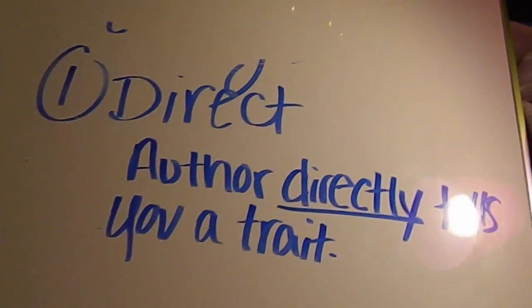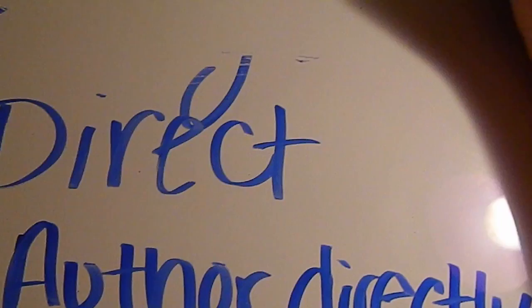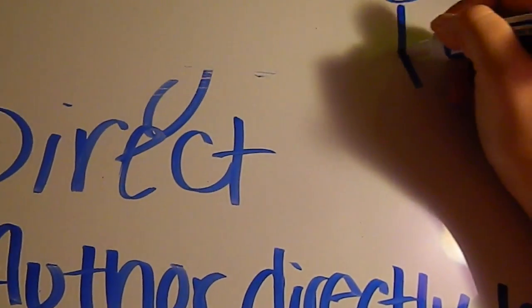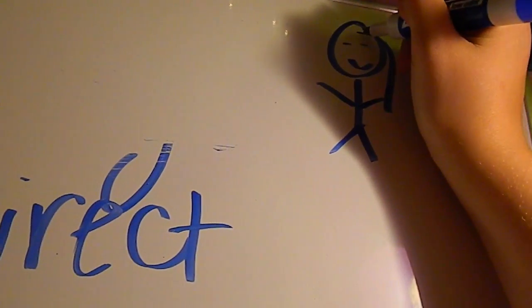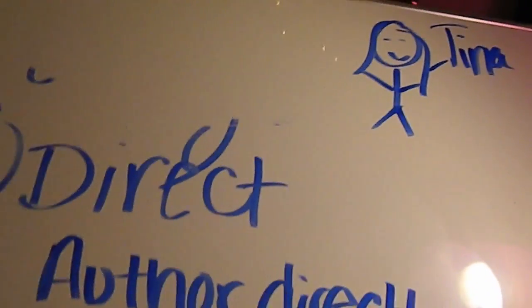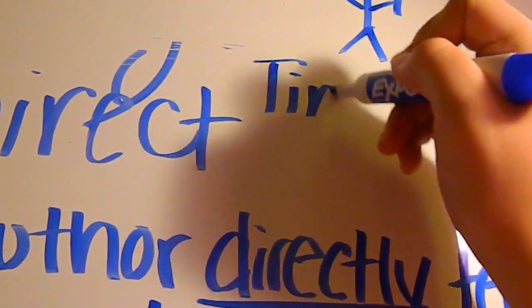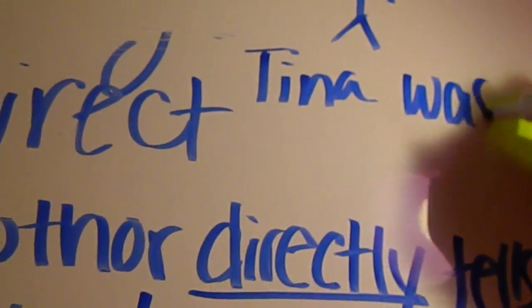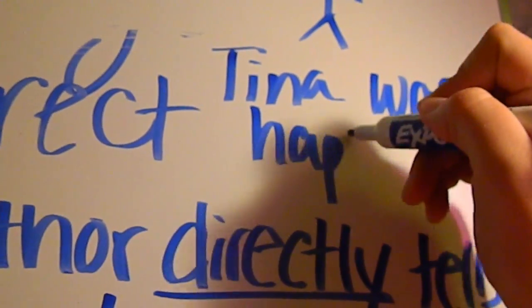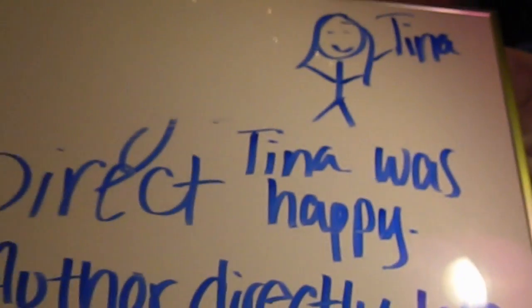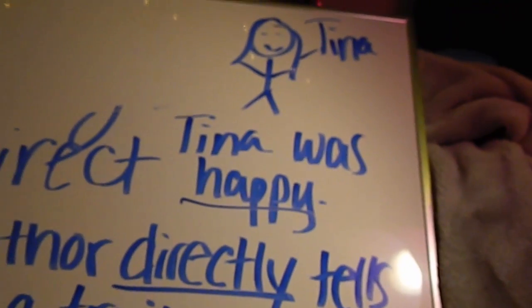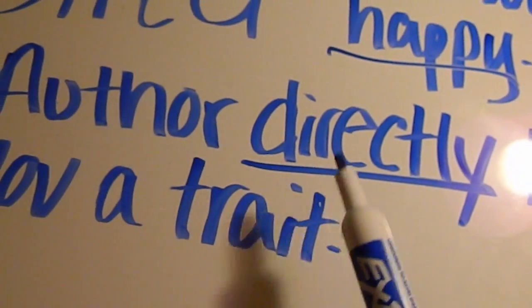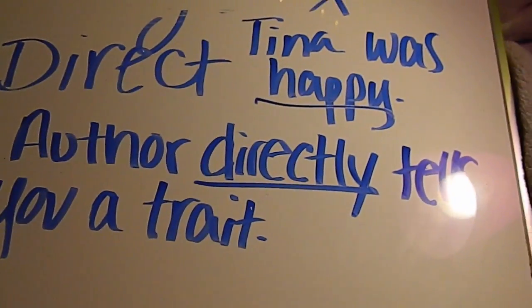Okay, let me give you an example. Let's say here's a girl. We'll name her Tina. And if the author says Tina was happy, we know that Tina is happy because they said it directly. That's a way you can remember: it says it in the definition. Wonderful. I know.